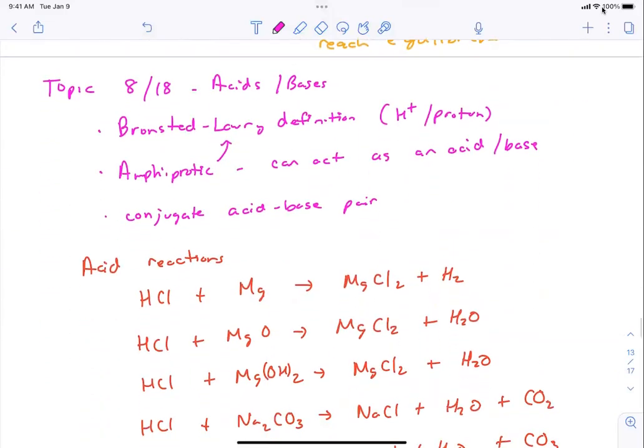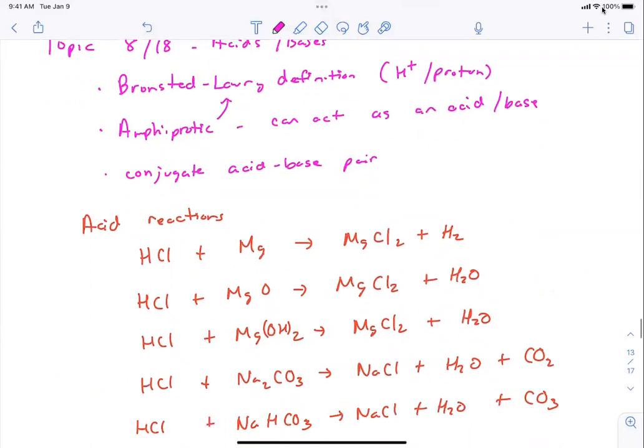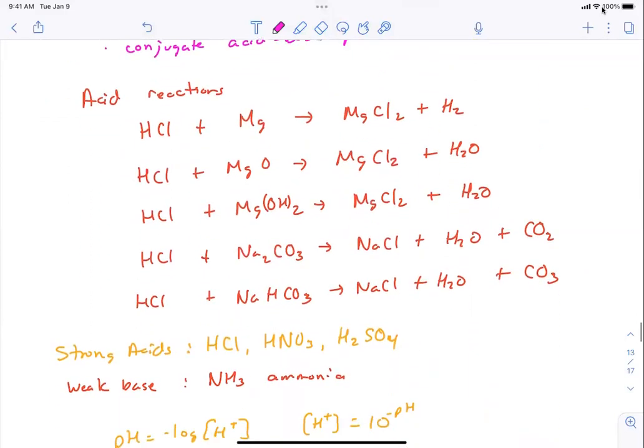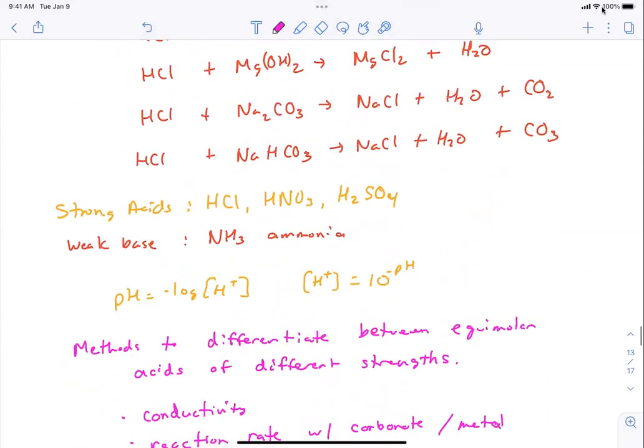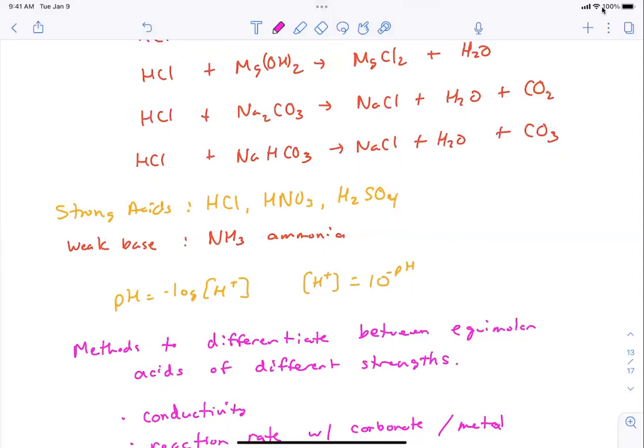Topics 8 and 18, acids and bases. Okay, know the definitions, amphiprotic for Bronsted-Lowry, conjugate acid-base pairs. Know your variety of acid reactions: acid with a metal, acid with a metal oxide, acid with a metal hydroxide, acid with a carbonate, acid with a hydrogen carbonate, and know what the products would be for each of those reactions. Your strong acids, HCl, HNO3, and H2SO4. Your weak base, NH3 ammonia. Your strong bases, group 1 and group 2 hydroxides.